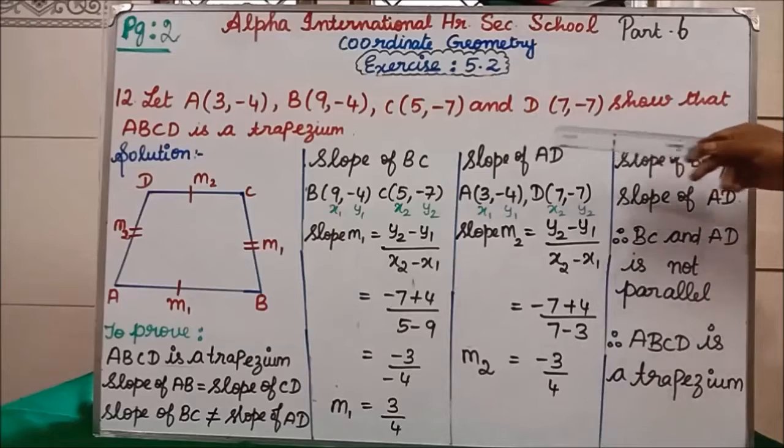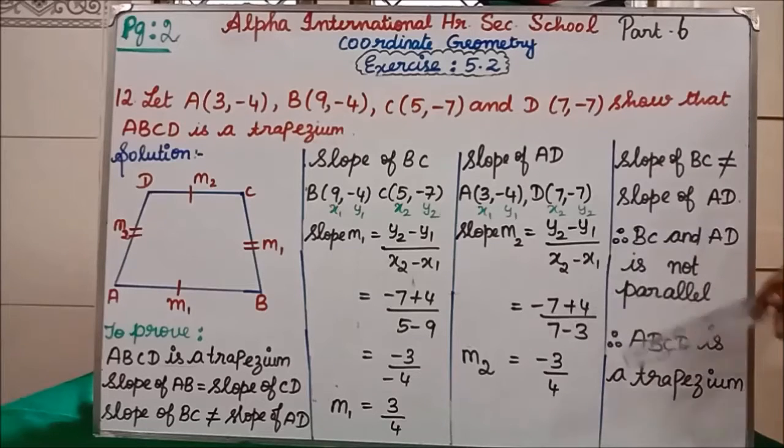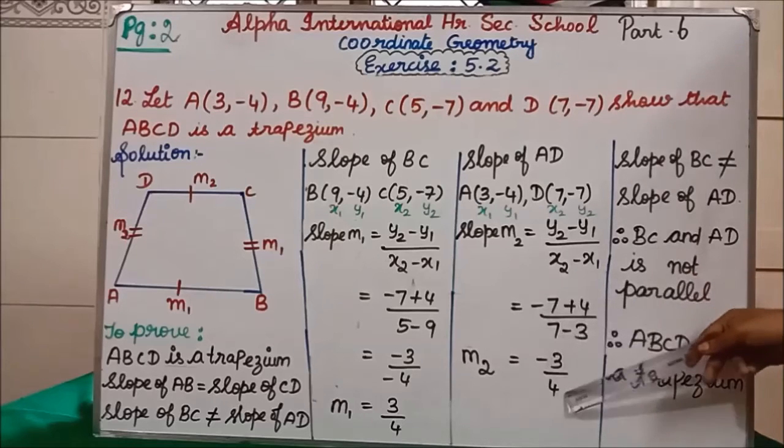Next we are going to find the slope of AD. We know the points. The same formula. Y2 value is -7, Y1 value is +4, divided by X2 value 7, X1 value is 3. So 7 minus 3, in the denominator we are getting 4.